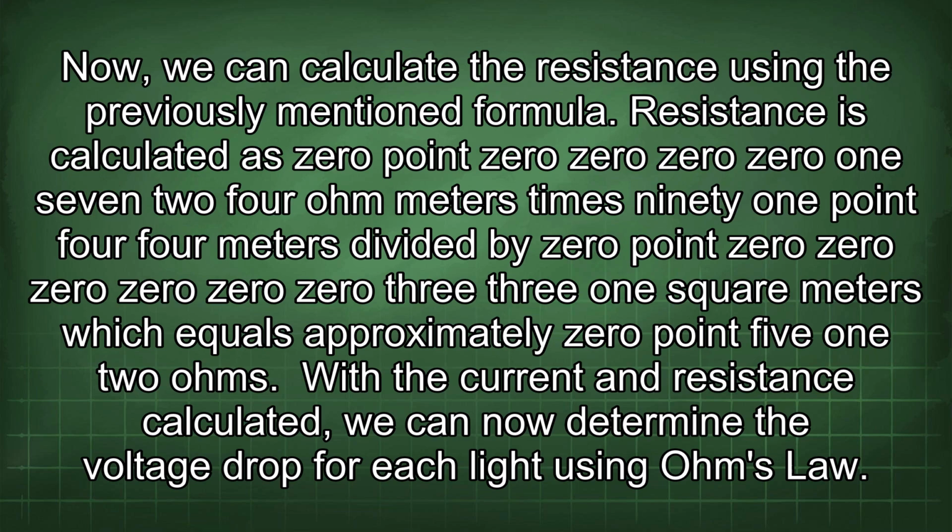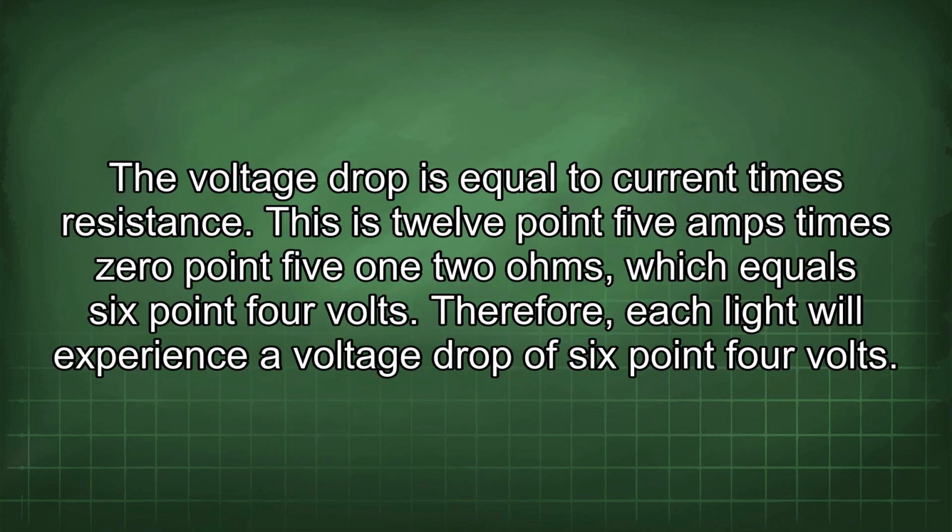With the current and resistance calculated, we can now determine the voltage drop for each light using Ohm's law. The voltage drop is equal to current times resistance. This is 12.5 amps times 0.512 ohms, which equals 6.4 volts. Therefore, each light will experience a voltage drop of 6.4 volts.